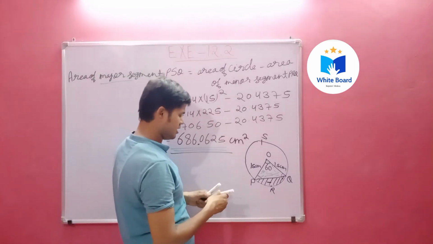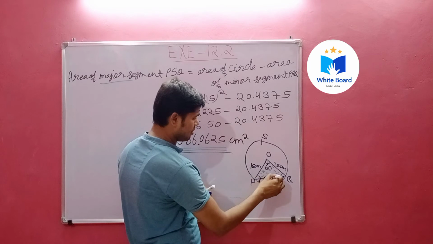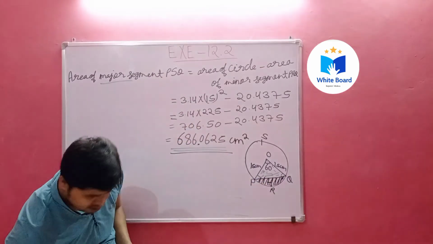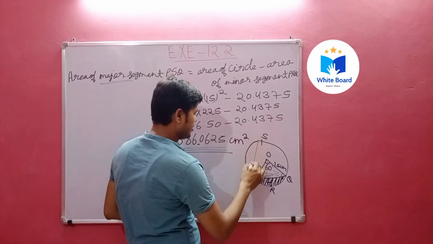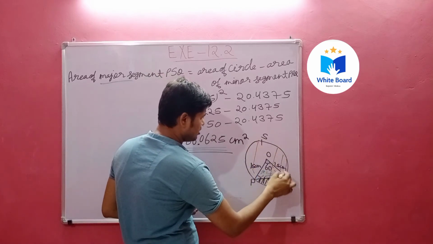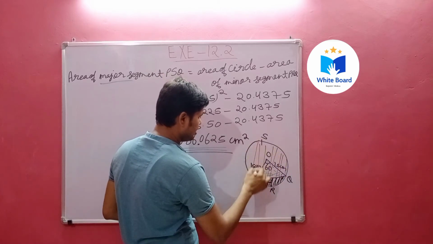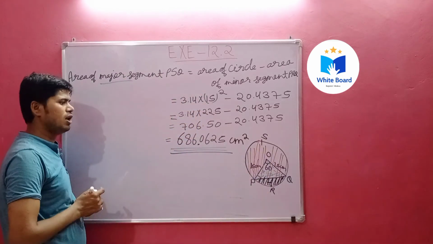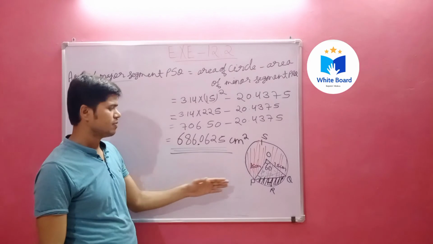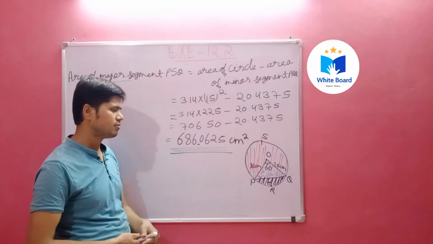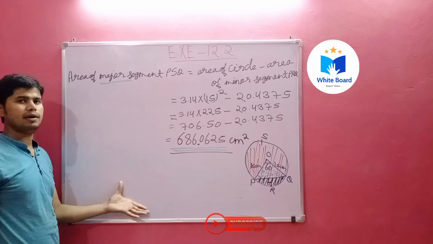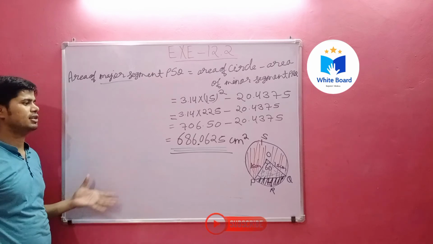This portion here is denoted as the minor segment, while this portion, denoted by red, is the major segment. Here we have used three formulas: area of equilateral triangle, area of sector, and the angle sum property of triangle. And while doing all our calculations, we find the desired result.